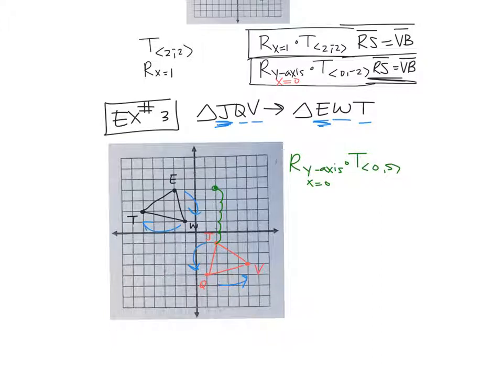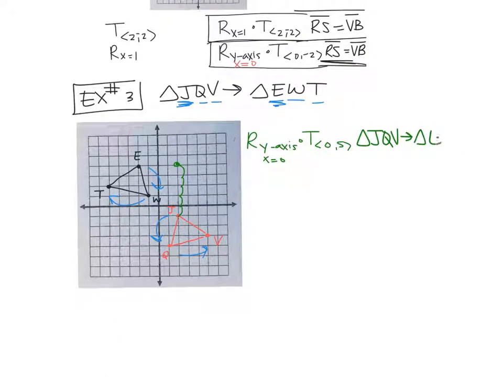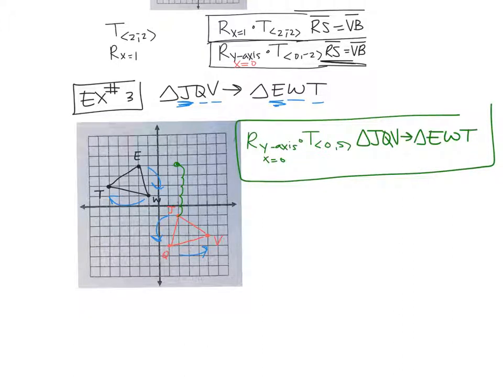Okay, and we started with JQV, and that becomes EWT. Okay, so this would be my rule. Questions on that? Okay.